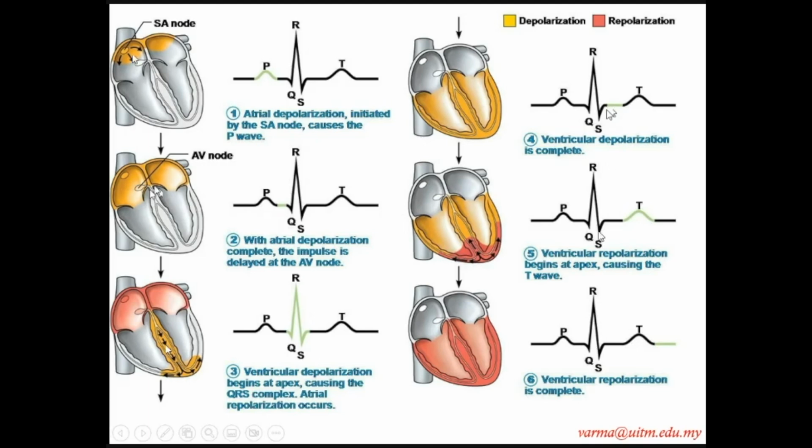Next, followed by ventricular repolarization. It means the ventricle is going to a resting state, which also begins at the apex, causing the T wave. This is ventricular repolarization. When there is an arrow, it means electrical activity is going on. So there is the T wave. Finally, ventricular repolarization is complete. There is no electrical activity.